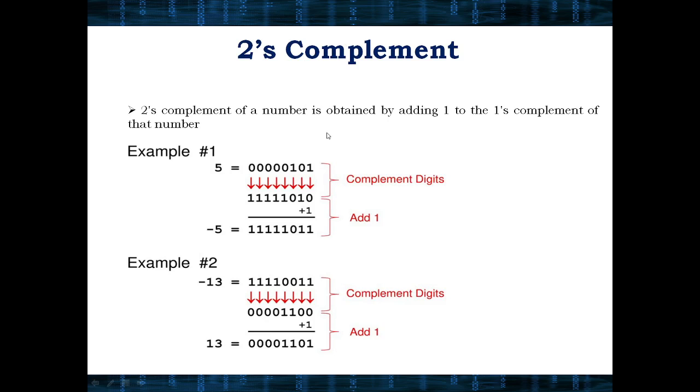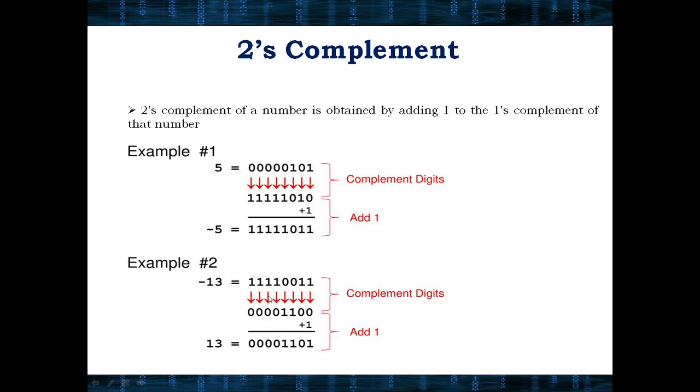The 2's complement of a number is obtained by adding 1 to the 1's complement of that number. For the first example, we'll take positive 5. We take the 1's complement of this, also represented in 8-bit format. We take the complement of each digit in this number, then add 1 to the LSB of the 1's complement value. That will give you the 2's complement format, which is nothing but minus 5, the negative value.